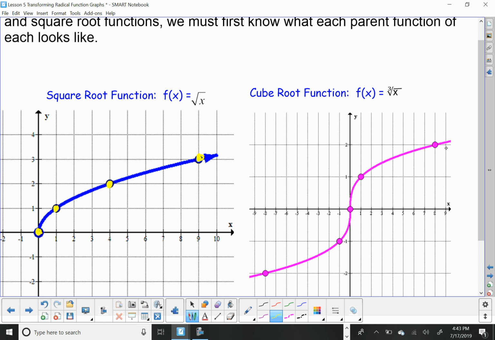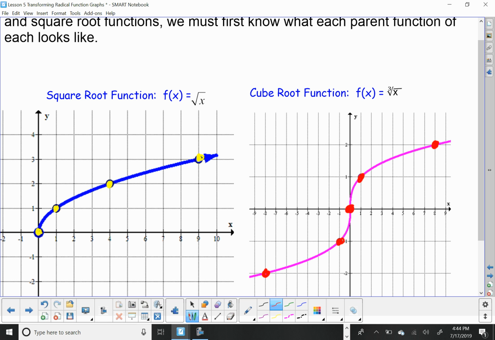Now, when we get to the cube root function, it's a little bit different. We start at (0, 0), because the cube root of 0 is 0. The cube root of 1 is 1. Then we have to go all the way out to 8, because the cube root of 8 is 2. You don't really want to go out to 27 to get to 3. You can also do the cube root of negative 1 is negative 1, and the cube root of negative 8 is negative 2. It has point symmetry about the origin.